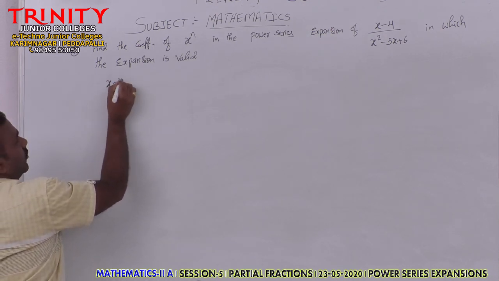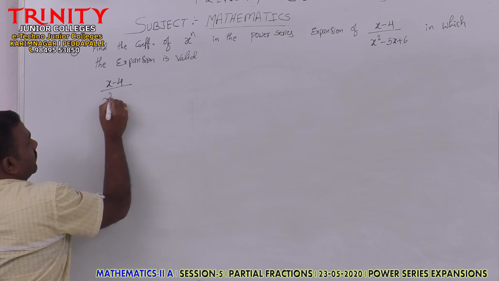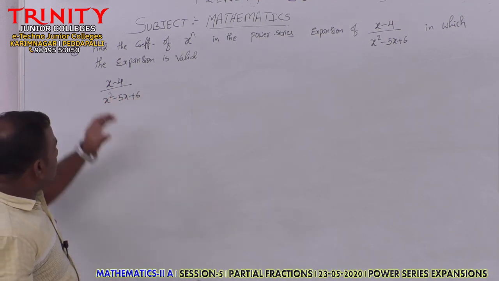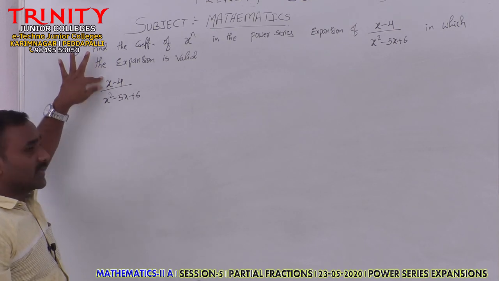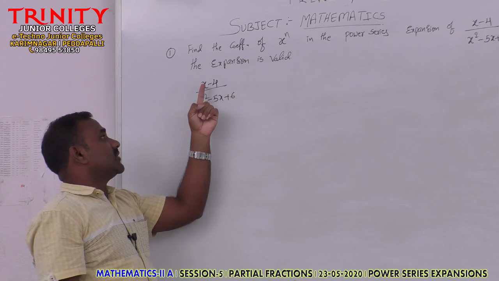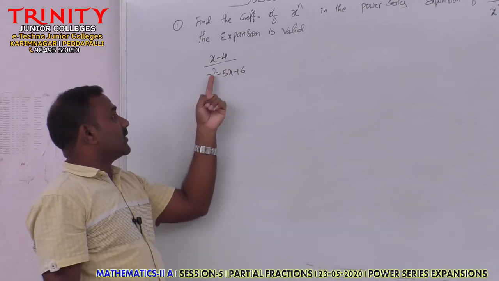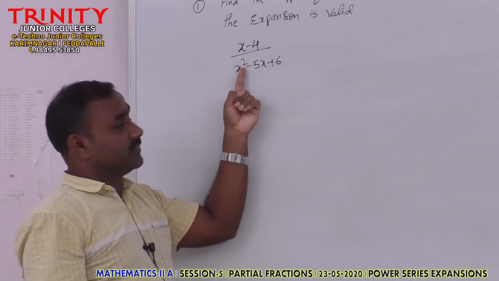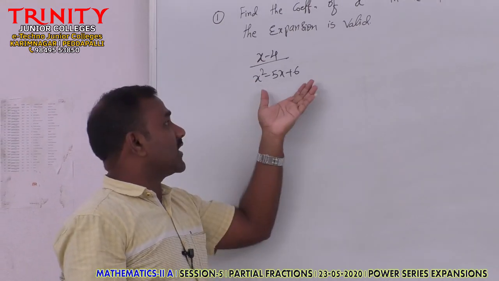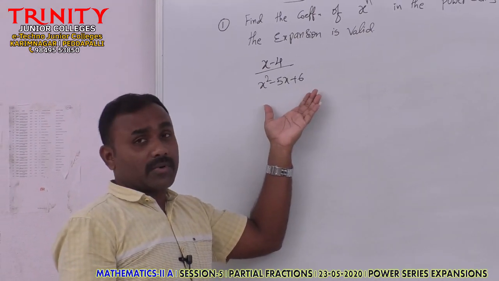X minus 4 by x square minus 5x plus 6. This is f of x by g of x, and it is very clear that it is a proper fraction. Why? Because the degree of the numerator is 1 and the degree of the denominator is 2. Therefore, the degree of f of x is less than the degree of g of x, so we can say that it is clearly a proper fraction.